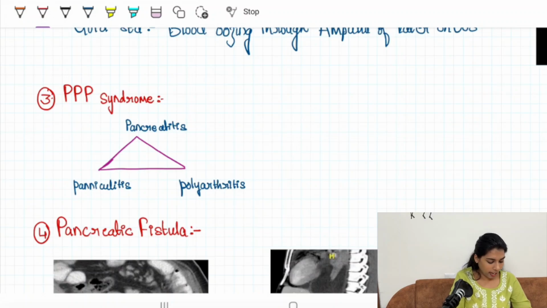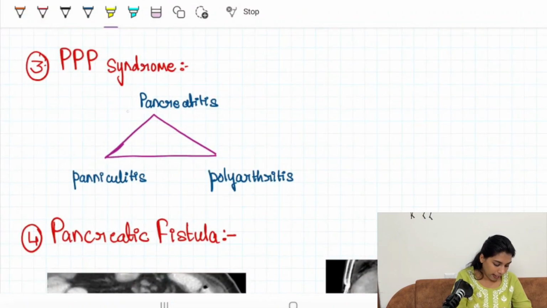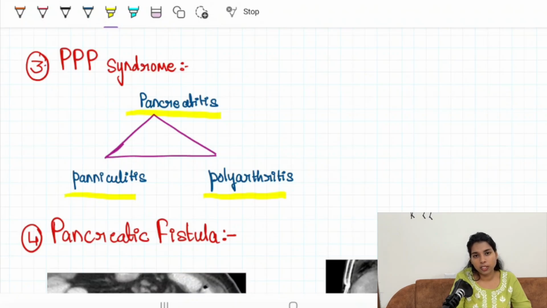PPP syndrome is a triad of pancreatitis, panniculitis, and polyarthritis. This is just a normal viva question which usually people ask once you answer all the basic questions. So just remember there is something called as PPP syndrome, which is a triad of pancreatitis, panniculitis, and polyarthritis.